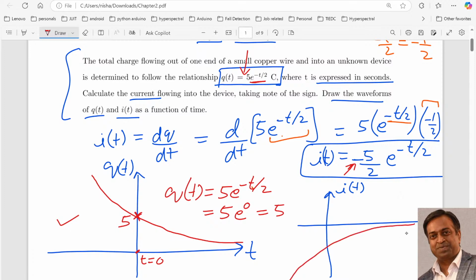Because if I substitute t equals infinity over here, then I will get 0. It means our graph will end at 0, right? And since it is negative, it is coming from the negative value of i(t), and over here it will cut at minus 5 by 2. Means we will substitute the value of t as 0 over here, and we will get minus 5 by 2 e power 0, which is minus 5 by 2. So this is the graph of i(t).